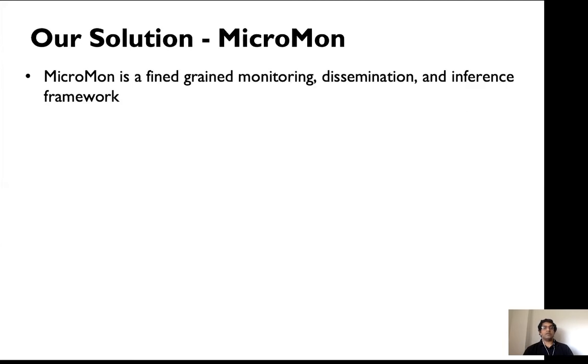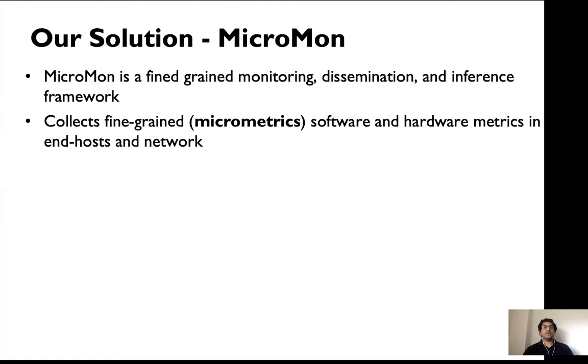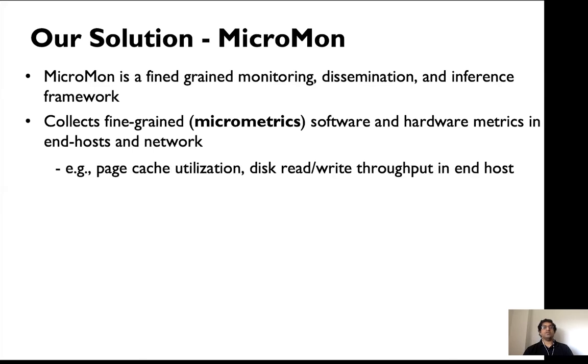To overcome these challenges, we propose MicroMon, which is a fine-grained monitoring and dissemination and inference framework. MicroMon collects fine-grained software and hardware micrometrics in the end host. We call them micrometrics because these include smaller software and hardware metrics such as, say, page cache utilization or disk read and write across each host in a large distributed data center.